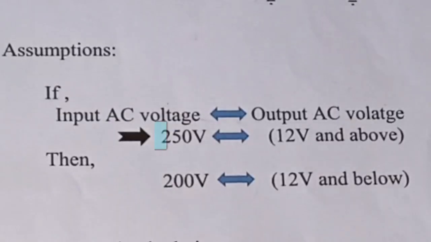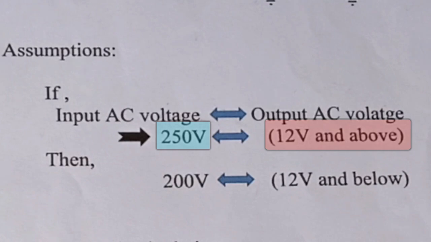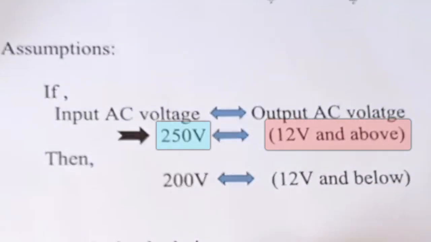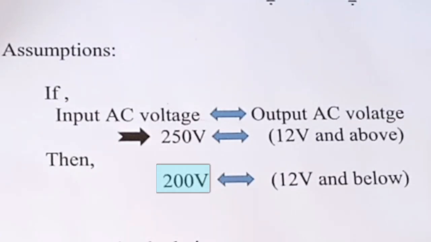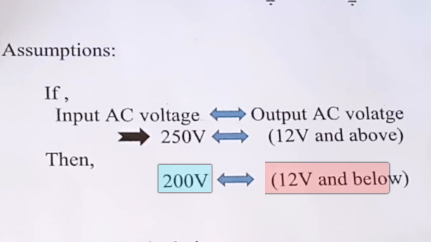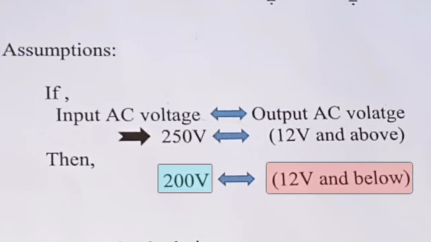If, let's say, the voltage at the primary turn is 250 volts, without doing any mathematical calculation, one should logically know that the step down voltage will be around 12 volts and above. And if the input voltage falls around 200 volts or, let's say, 180 volts on the primary turn, the step down output voltage will fall below 12 volts.